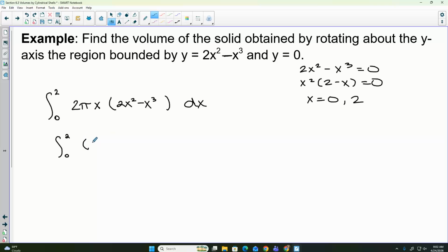So if I multiply that out, I get 4 pi x cubed. That's 2 pi. Actually, could I just pull out that 2 pi? Do you guys care? There's no reason to drag that along. All right. What is the antiderivative of 2x cubed?